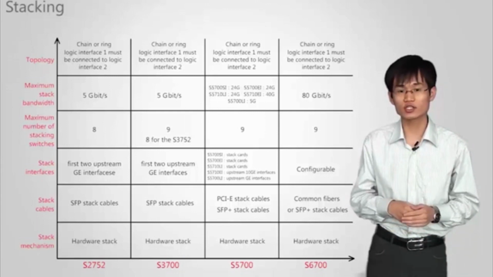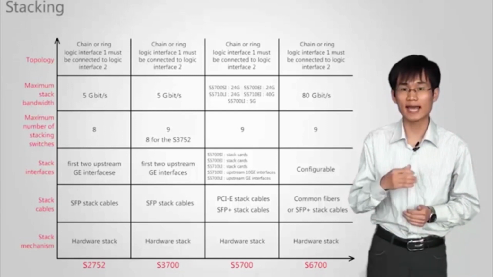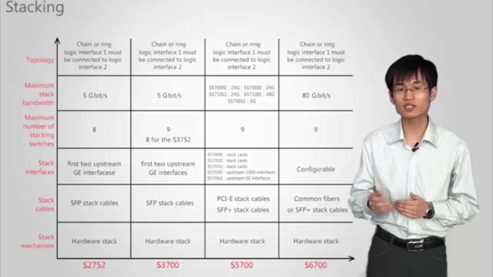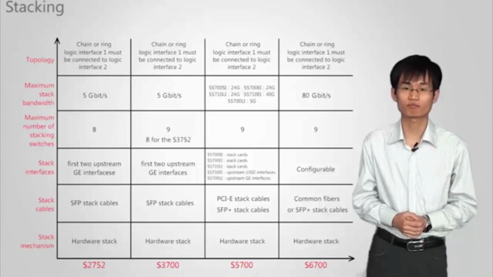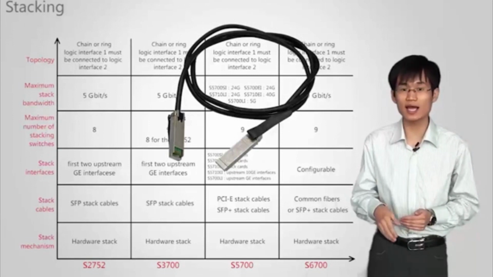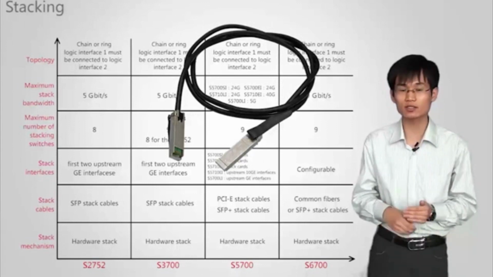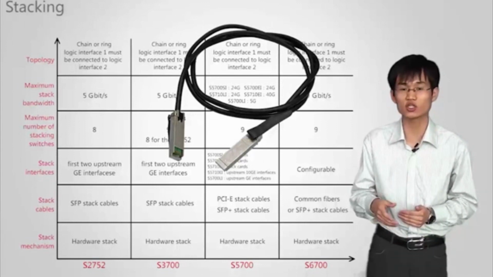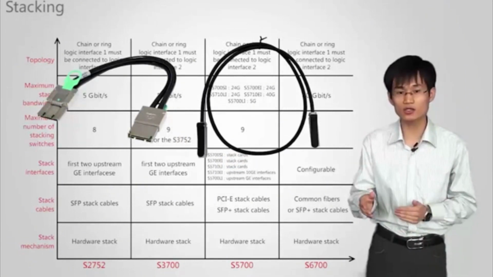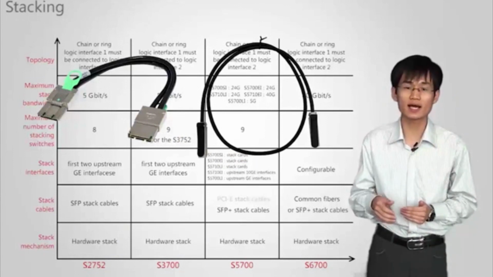Different series switches differ on the stacking mechanism: stacking cables, stack interfaces, the maximum number of member switches, bidirectional stack bandwidth, and topology. For example, the ACE2752 and ACE3700 multiplex the stacking SFP cables that are dedicatedly connected to upstream GE interfaces. The ACE5700 uses stacking cards or multiplexes stacking SFP+ cables or PCIe cables.